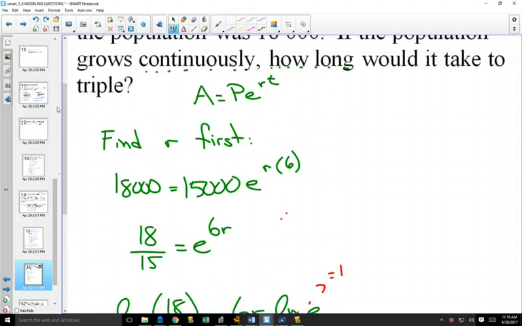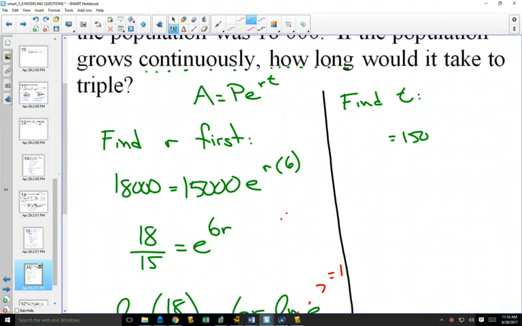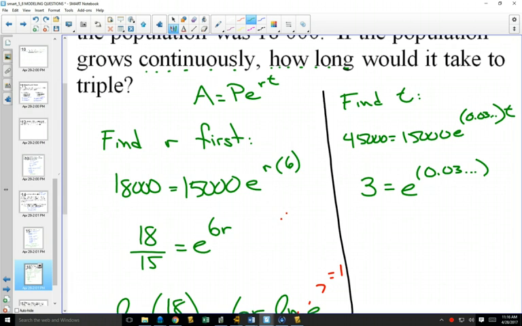Now that you have r, we can go to the next step and find t. And again, like I said before, it doesn't matter if you use the 15,000 or the 18,000 or any number. If it's going to triple, watch what happens. So if I use the 15,000, over here would be 45,000 for triple. E, I know that r is 0.03. I'm going to just put times t. If I simplify by dividing both sides by 15,000, I'm just going to get 3. Which makes sense because we're tripling.